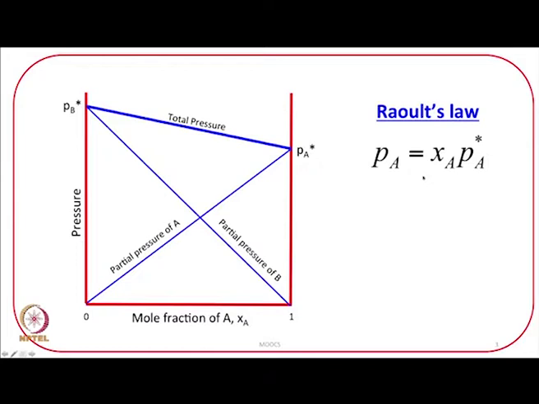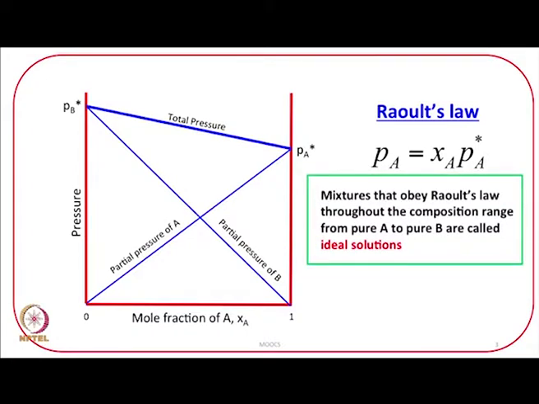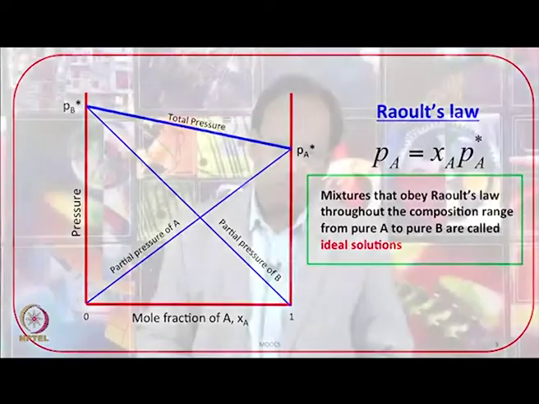Thus, Pa is equal to Xa times Pa star. This is called Raoult's law. Raoult's law has a greater meaning. The mixtures that obey Raoult's law throughout the composition range from pure A to pure B are called ideal solutions. Earlier we discussed ideal gases, the perfect gases. Now we have come to the discussion on ideal solutions.